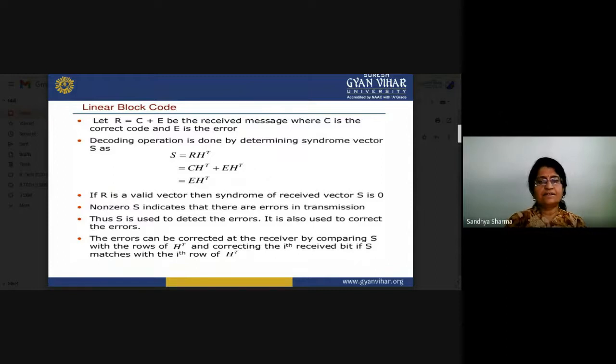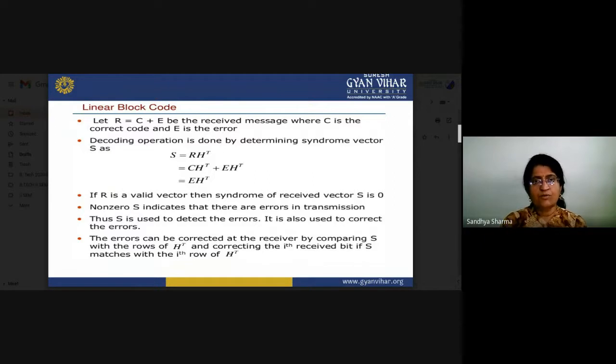And there is again an equation, the syndrome S is equal to R into H transpose. R is the received word, so that is equal to C H transpose plus E H transpose. We can write C plus E instead of R. What about the value of this? If R is a valid vector, then the syndrome S is 0. A non-zero S indicates that there are errors in the transmission.